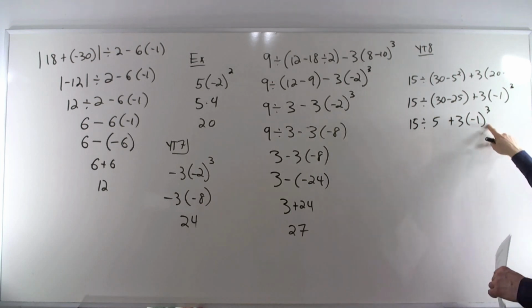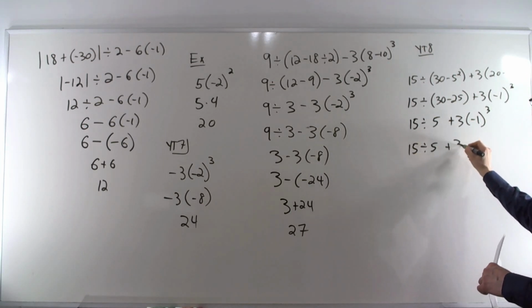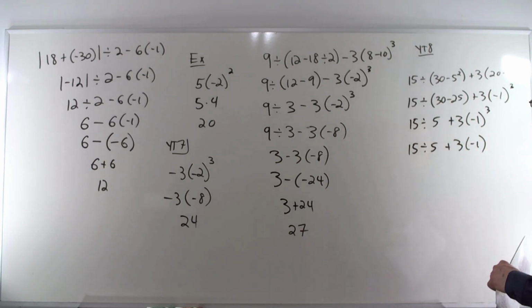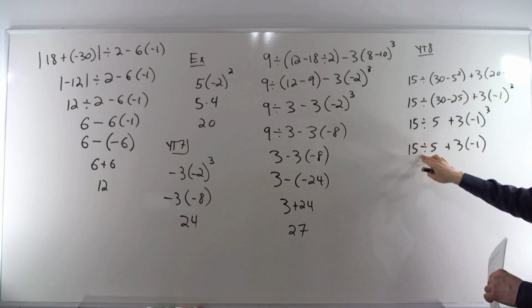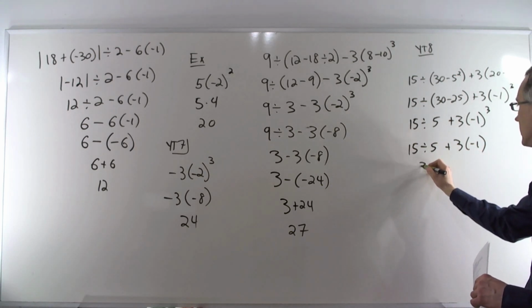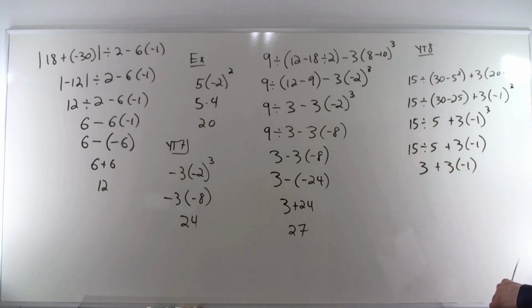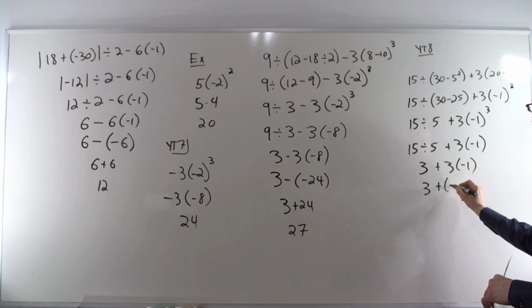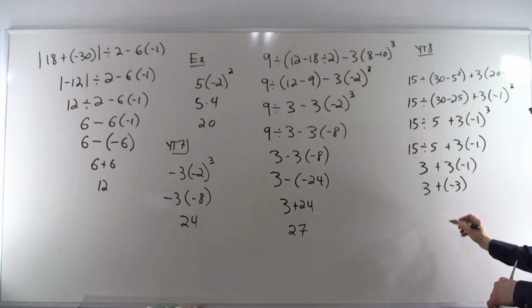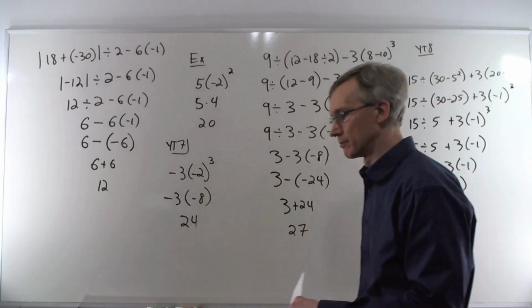All right, now we'll do the exponent. -1 to the third power is -1. Now we've got division, addition, multiplication. So we'll do the division on the left. 3 plus 3 times -1. Do this multiplication, we get 3 plus negative 3. Those are additive inverses. Add them together and we get 0.